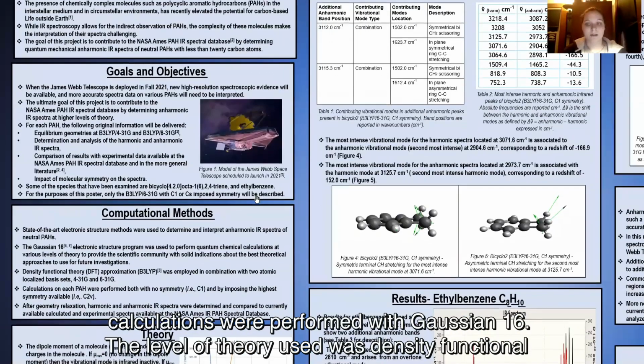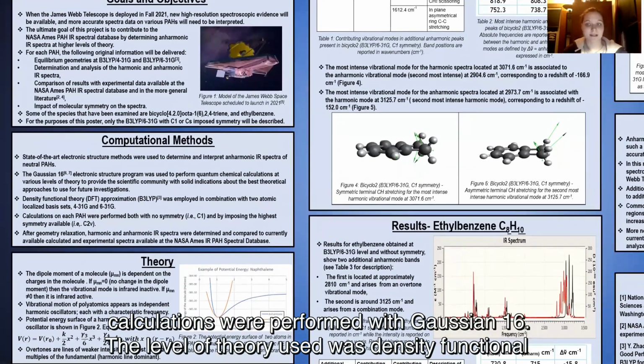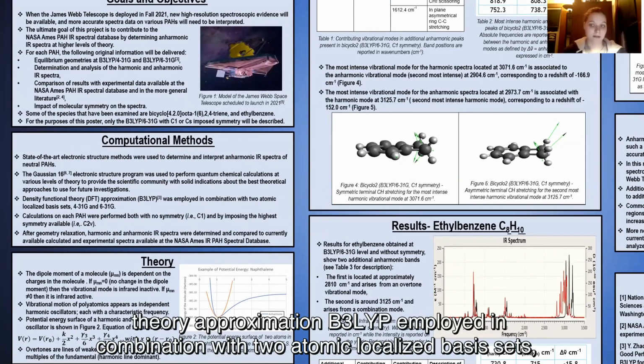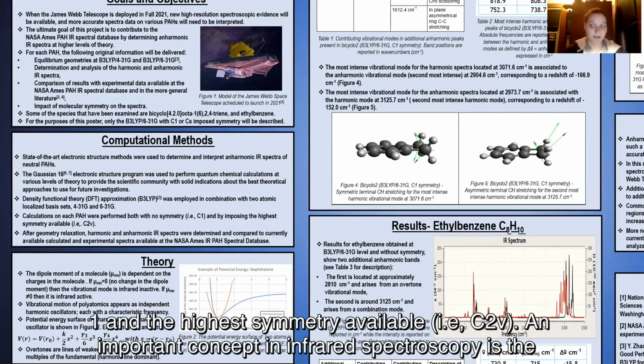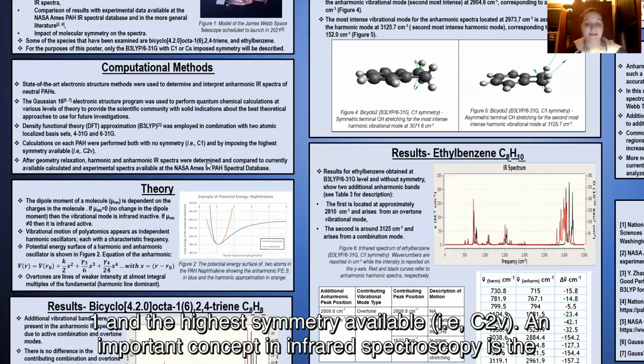The quantum chemical calculations were performed with Gaussian-16. The level of theory used was density functional theory approximation, B3LYP, employed in combination with two atomic localized basis sets, 4-31G and 6-31G. Additionally, calculations on each PAH were performed both with no symmetry, i.e. C1, and the highest symmetry available, i.e. C2V.